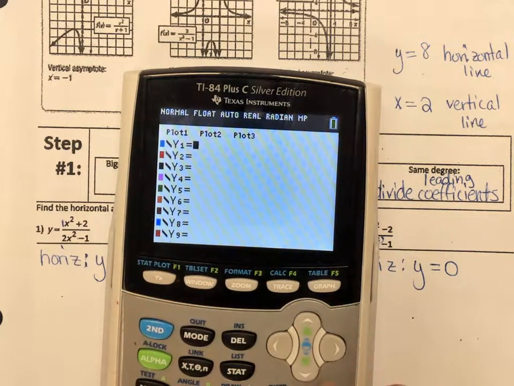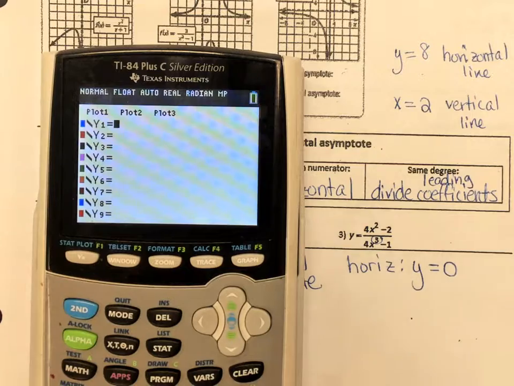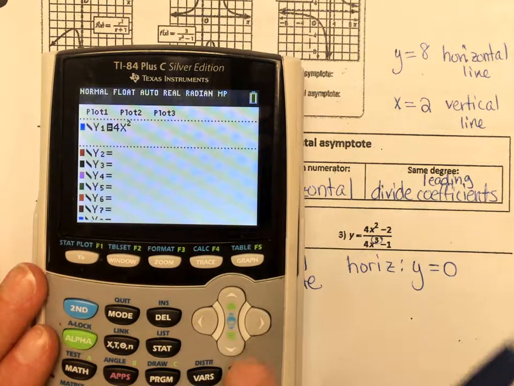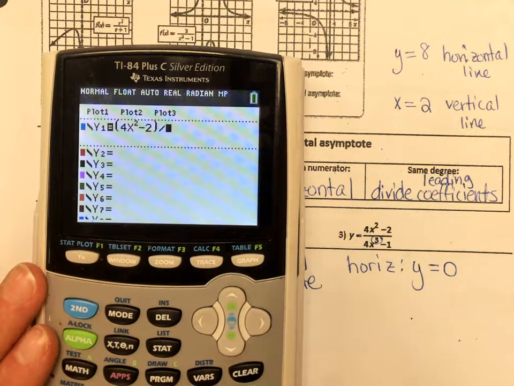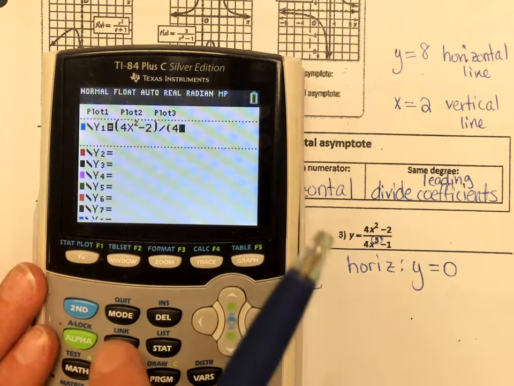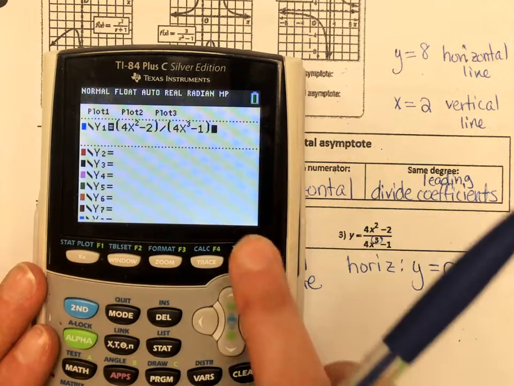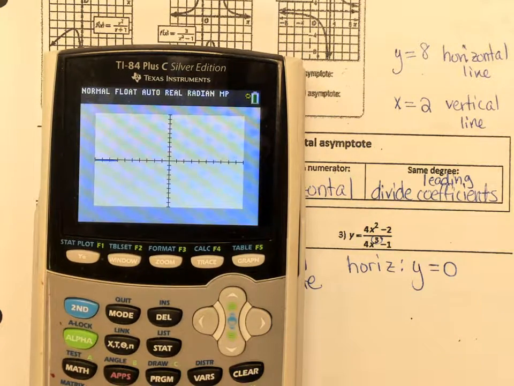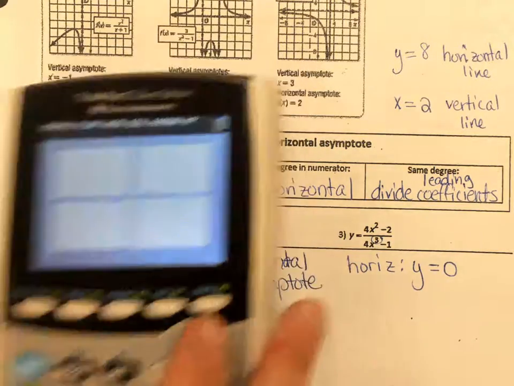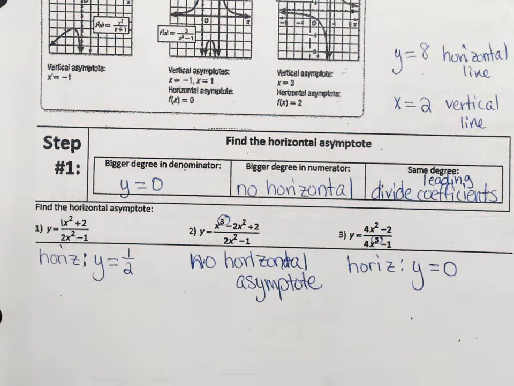Let's look at number 3, you said? Okay. 4x squared, oh, I didn't put parentheses. 4x squared minus 2, and then 4x to the third minus 1? It's going to be crazy. Let's wait for it. Oh, Lord have mercy. That's an ugly looking graph. Now you see why I didn't use that one?